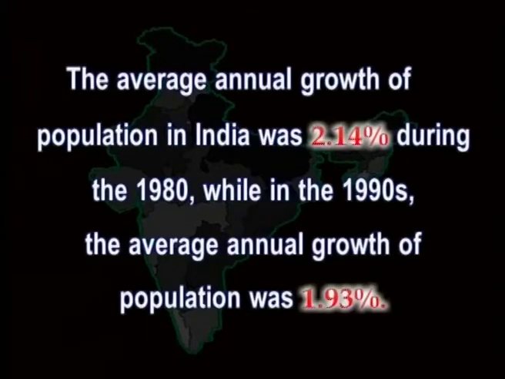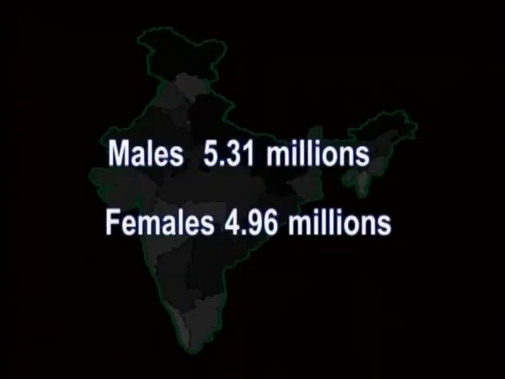The average annual growth of population in India was 2.14% during the 1980s, while in the 1990s, the average annual growth of population was 1.93%. In the 2001 census, out of the total of 10.2 million, 5.31 million are males and 4.96 million are females.